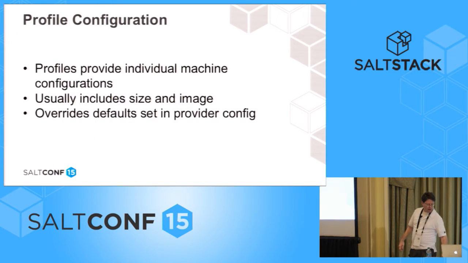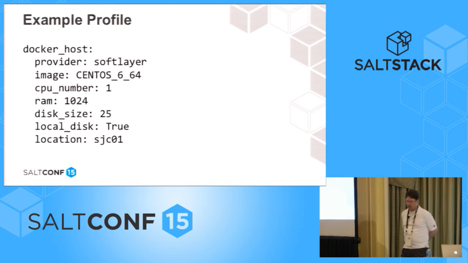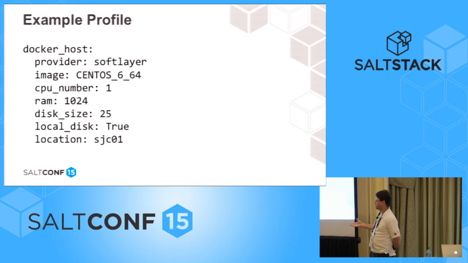For every kind of machine that you want to spin up, you'll use a profile configuration, and here's an example. This is the profile that we're using for the demo. We call it Docker host because we're spinning up 2 minions in SoftLayer, and both of them will host some Docker containers. They're CentOS 6 machines, 1 CPU, a gig of RAM, 25 gigs of storage, and it's local storage. It's located in the San Jose data center. SoftLayer has data centers all over the place, so to move data centers is just a matter of changing the location option in your profile file, or you can push that default up to the provider if you need to.